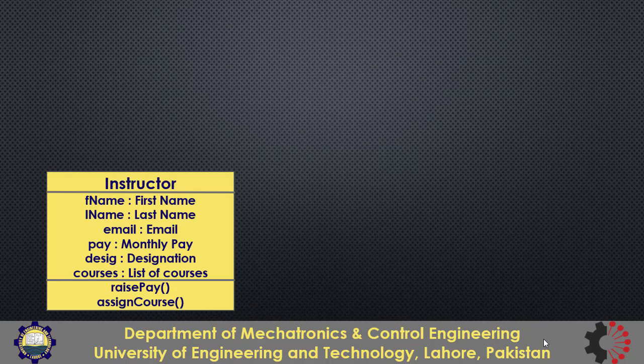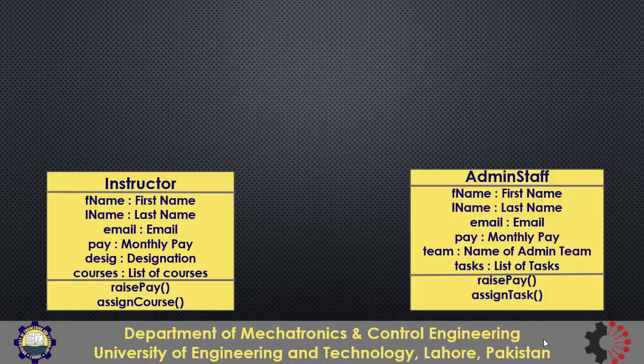Now in a department, we can have employees other than instructors, for example, admin staff for different administrative duties. It will have data attributes as shown in the second box: first name, last name, email, pay, name of the admin team, and list of the tasks assigned to this admin staff. For example, there can be different administrative teams like examination team, dues team, financial team, etc. Then there can be methods for this class as shown in the last box: raise pay, to raise the salary, and assign tasks, to assign tasks to the admin staff.